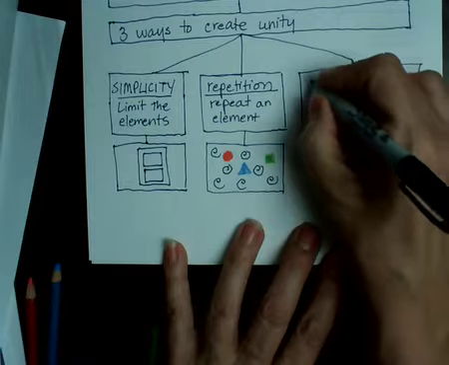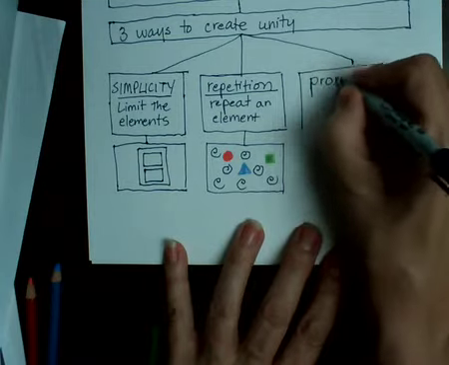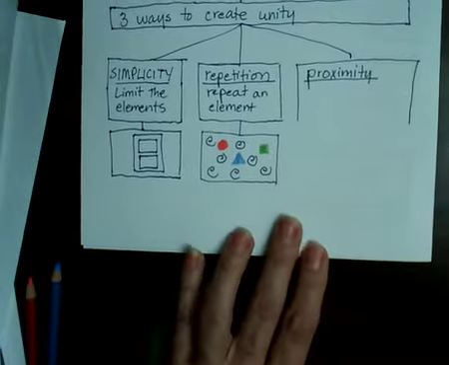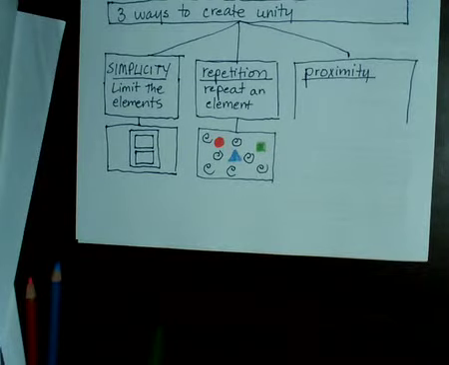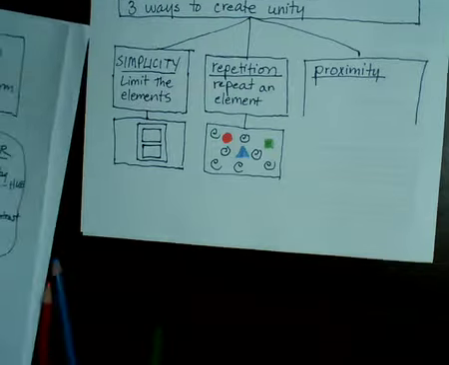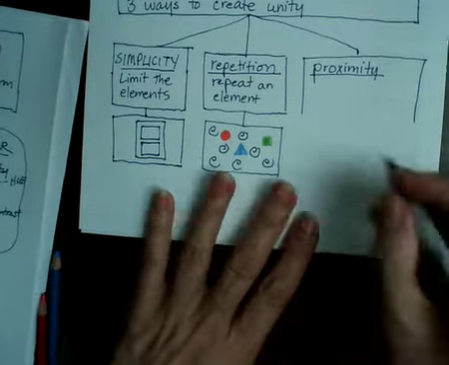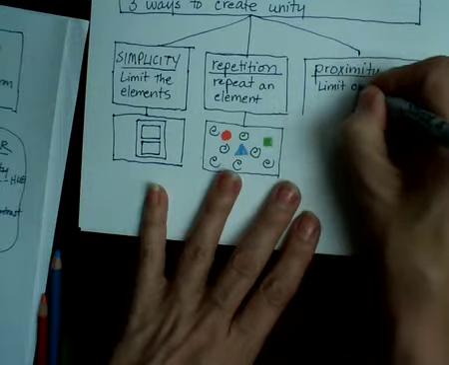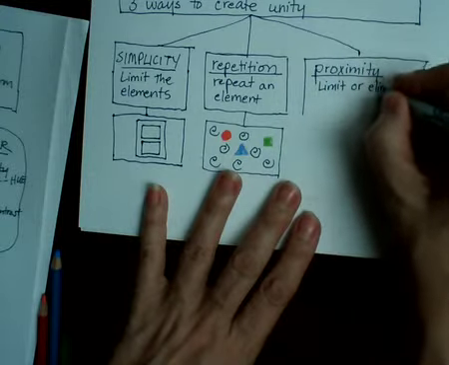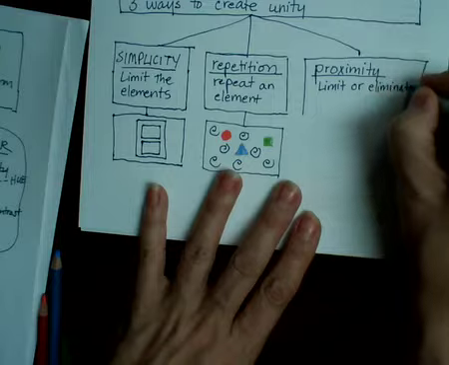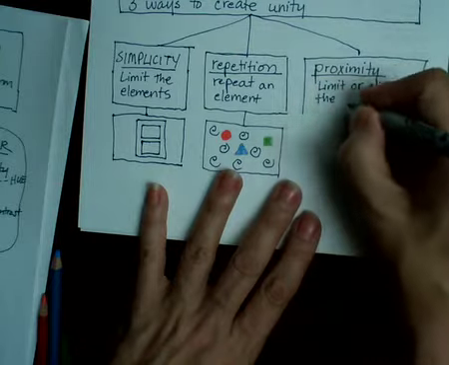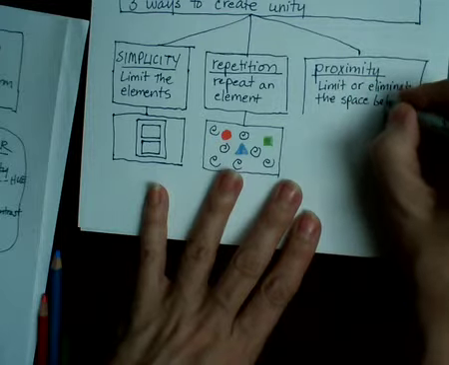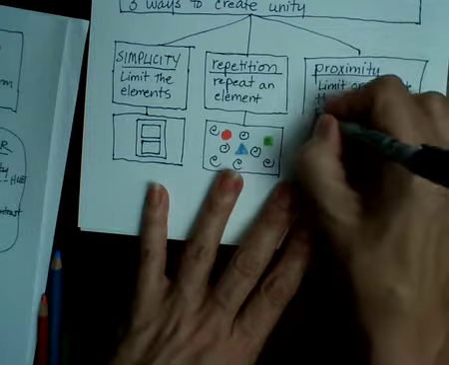Okay, now the last one, this is the one some of you don't know this word, but it's called proximity. All right, what does proximity mean? It's how close or far away. Yes, okay. So how do you create unity using proximity? You limit or eliminate the space between the shapes and forms.